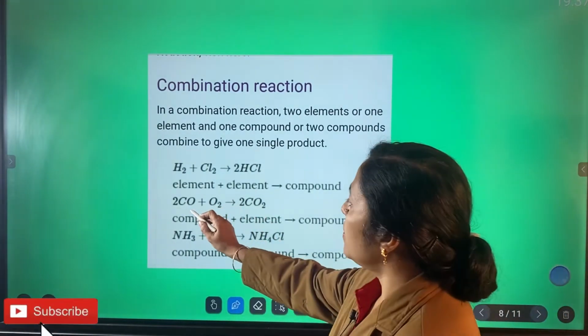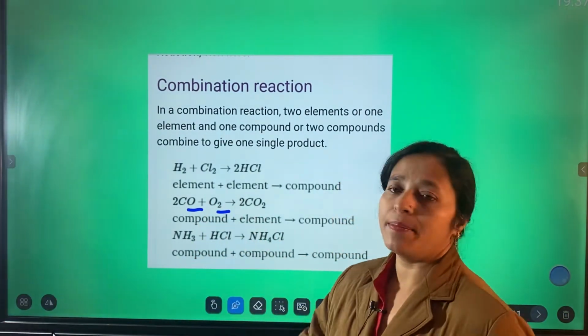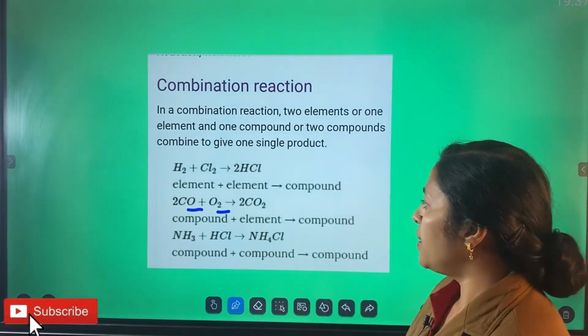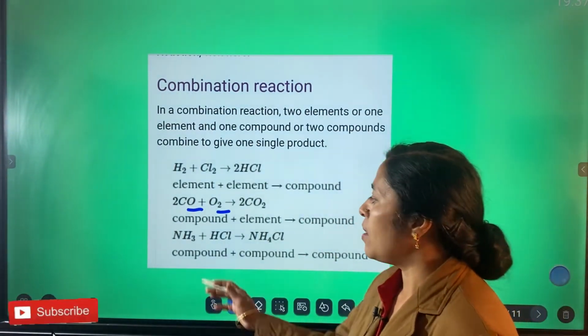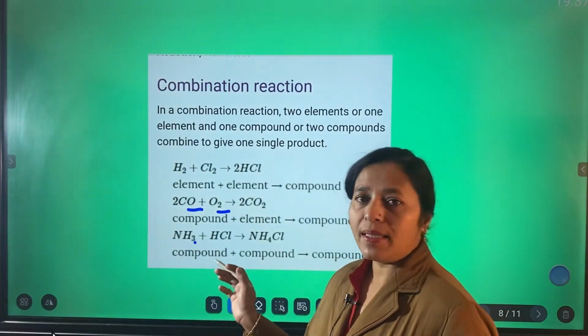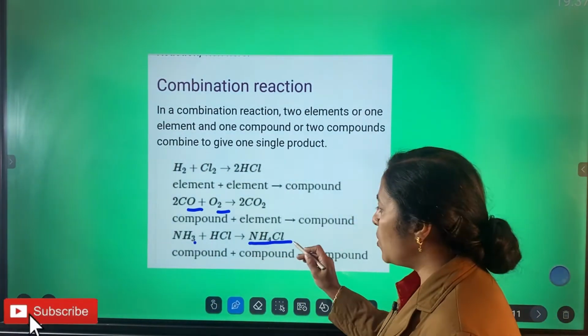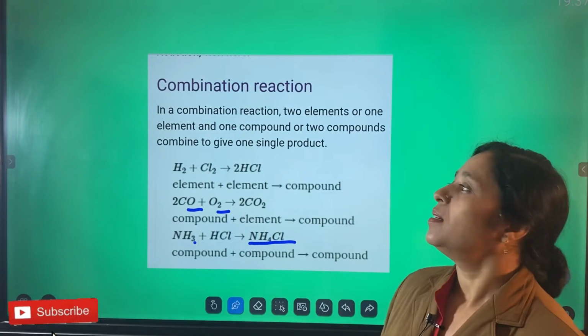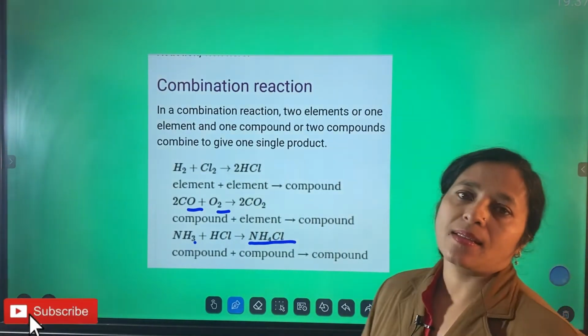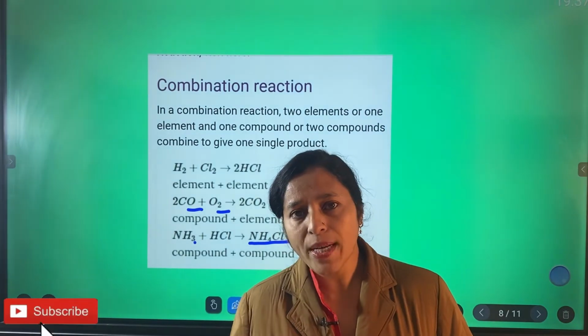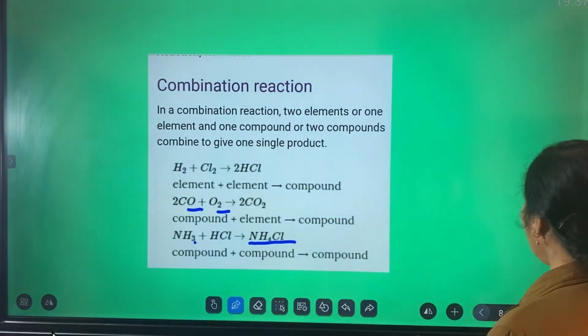Carbon monoxide and oxygen are combining to give you carbon dioxide. So it is also an example of a combination reaction. Ammonia and HCl are combining to give you a product, that is ammonium chloride. It is a combination reaction. So you have seen, whenever two or more substances combine to give you a single or more products, then it is a combination reaction.